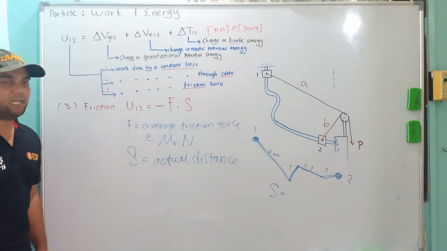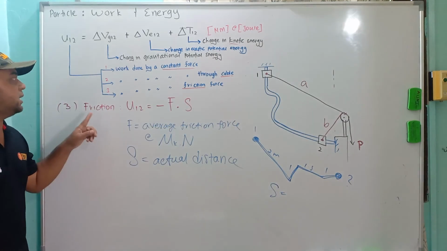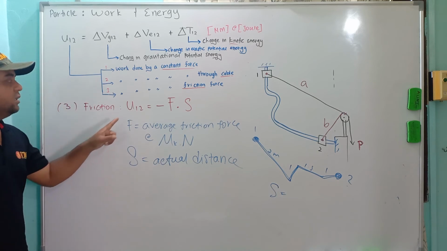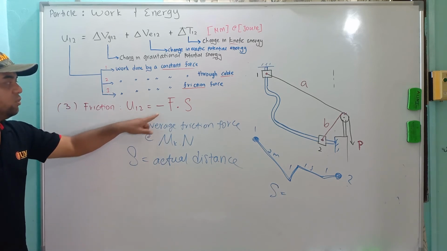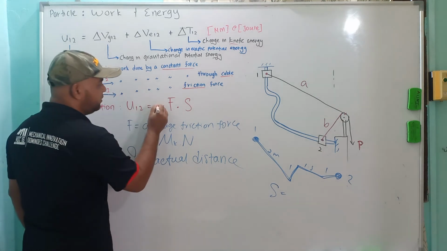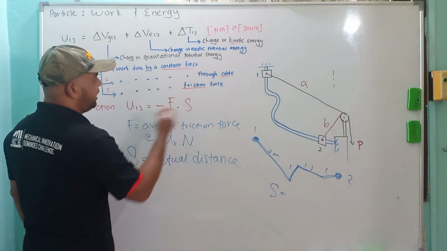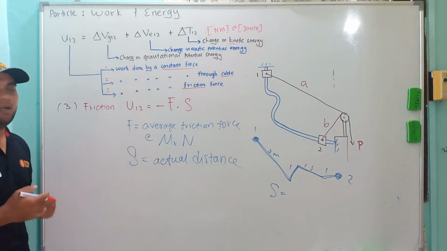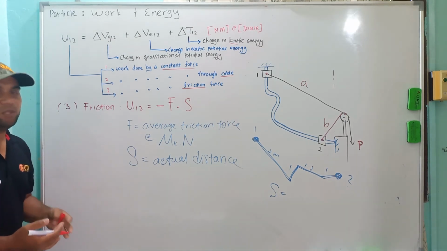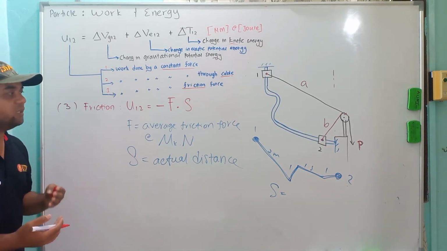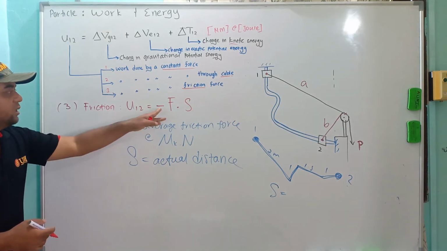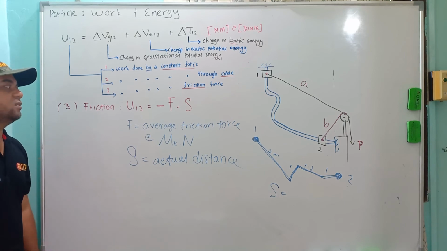The last work done is the work done by a constant friction force. So the equation is U12 equal to minus F times S. Minus because we know that friction always opposes the motion. It is always opposing the movement of the component. So it will be negative work done here. So negative F times S.